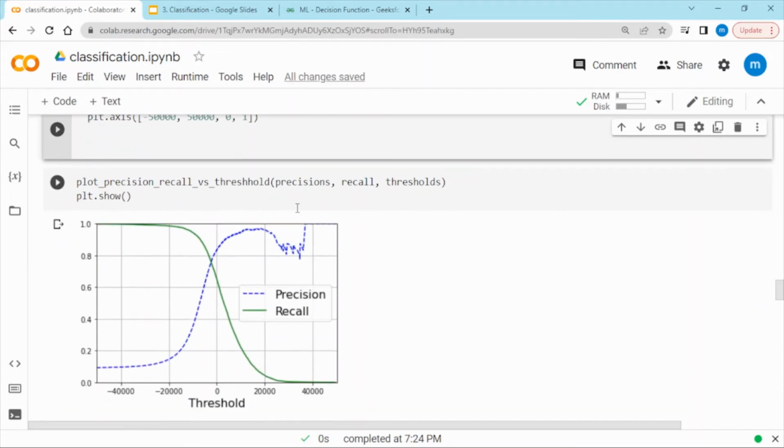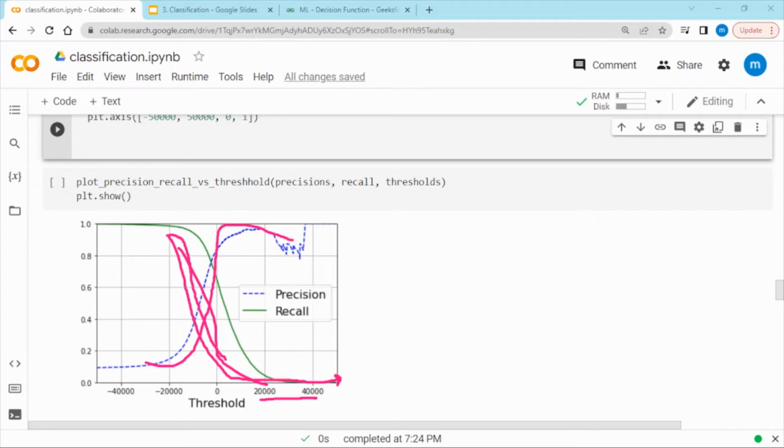Now if you plot this graph, you can see that my precision is decreasing, right? Let me take the pencil. Sorry, this is my recall, and this is my precision, right? So when the threshold is increased, recall decreases and my precision increases. Okay, so this is the trade-off between precision and recall.